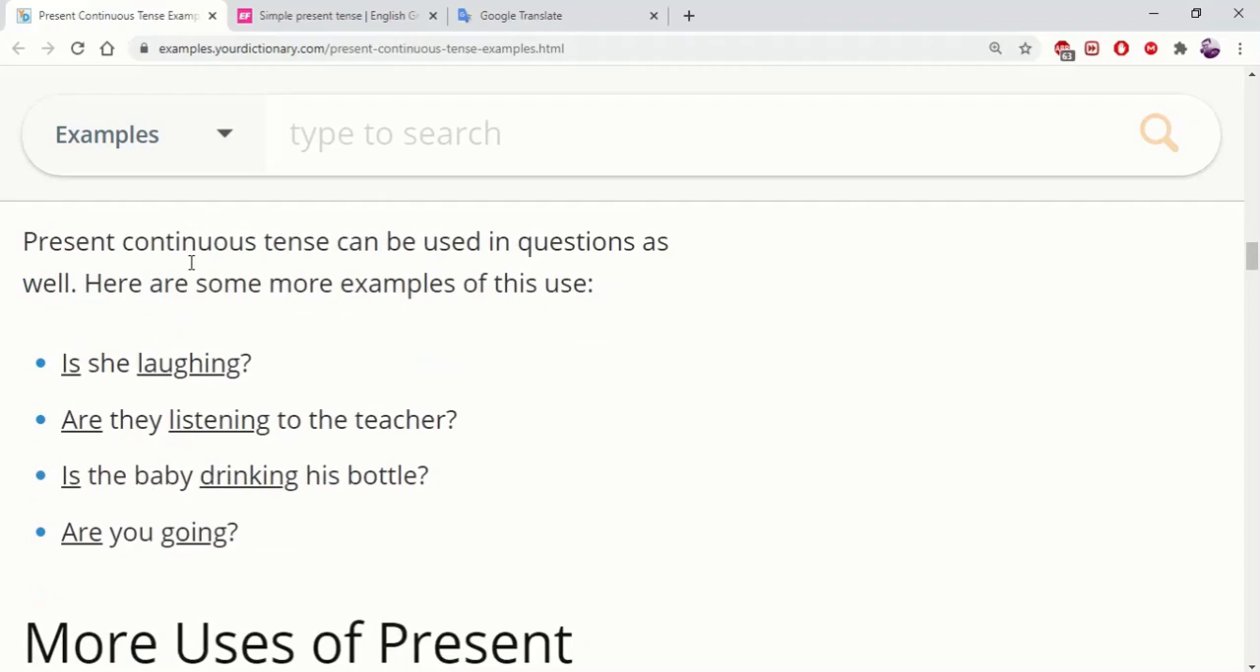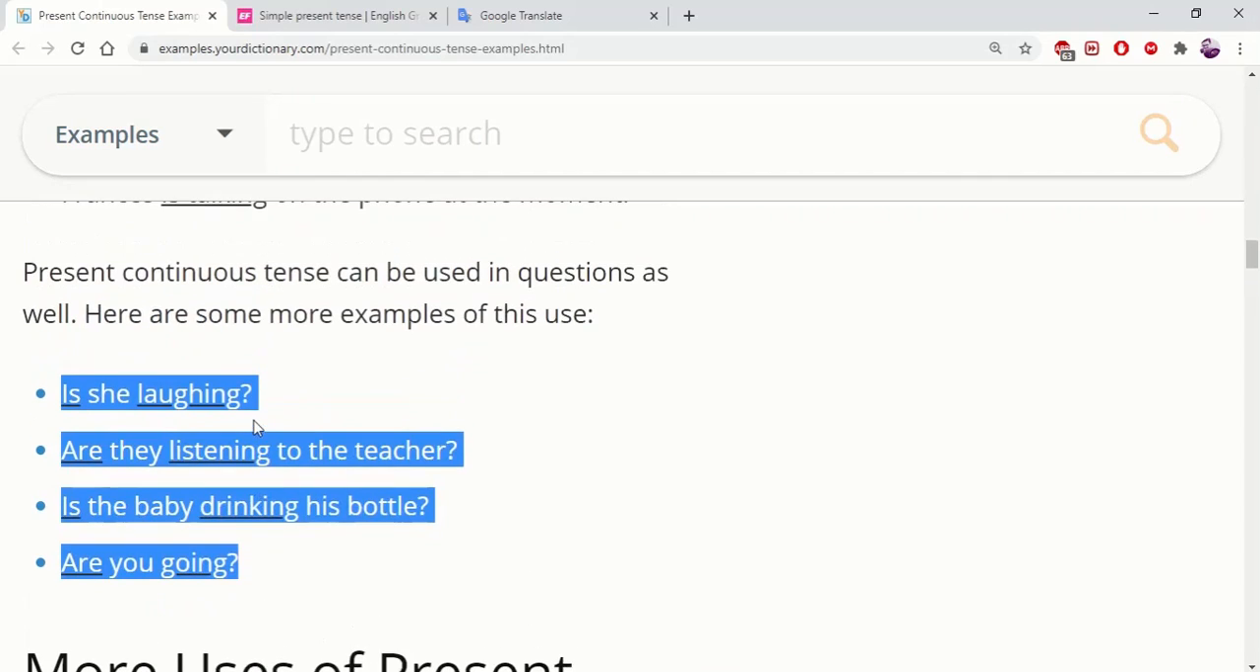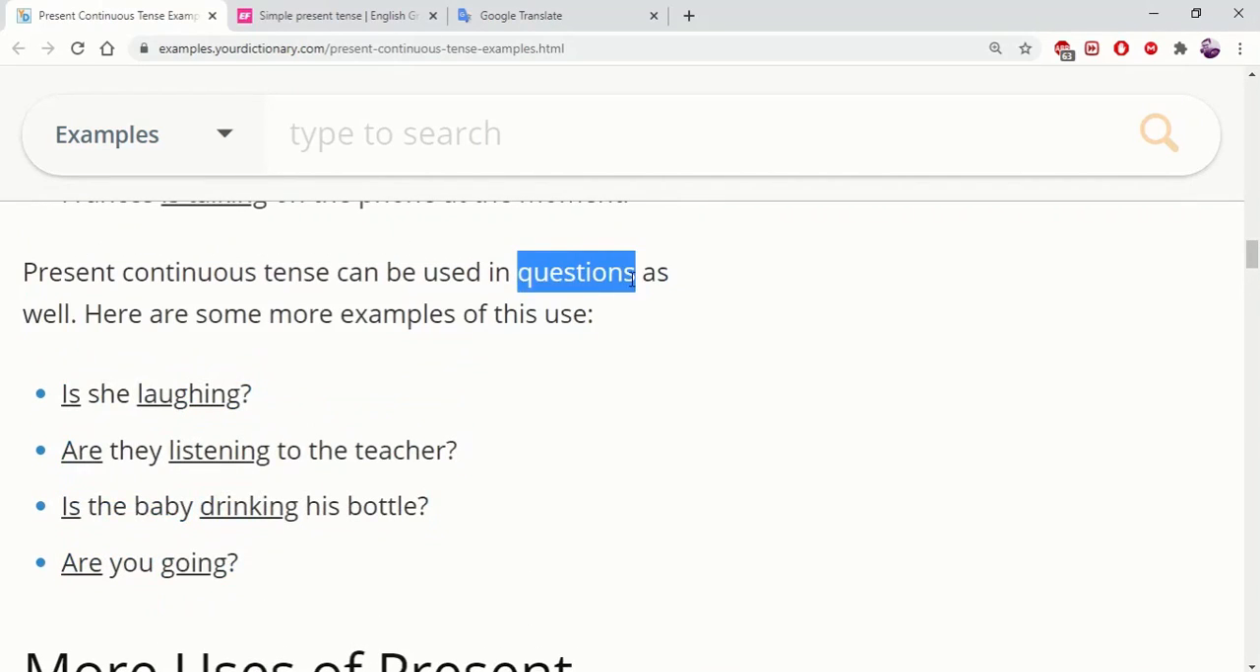Present continuous tense can be used in questions as well. Here are some examples. Is she laughing? क्या वो हंस रही है? That means it is happening now. Are they listening to the teacher? क्या वे टीचर को सुन रहे हैं? Same way, is the baby drinking his bottle? Are you going? So all these are happening right now, and these are questions. You can see there is a question mark at the end of each sentence.